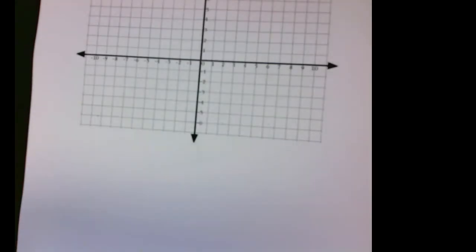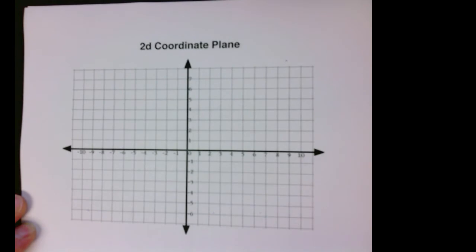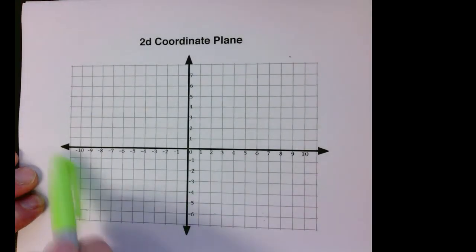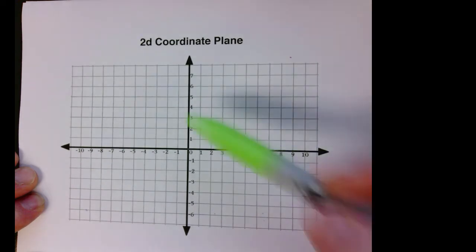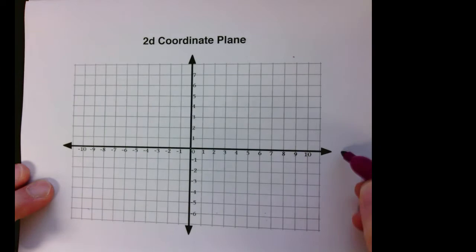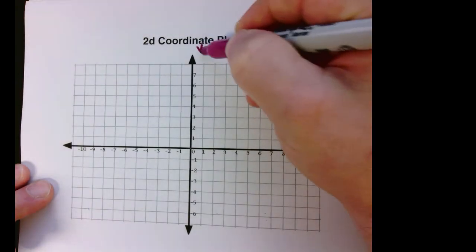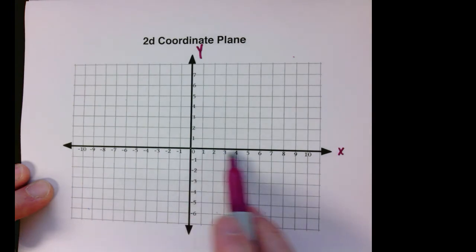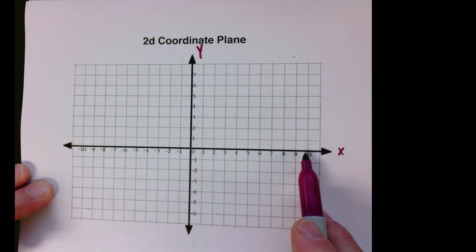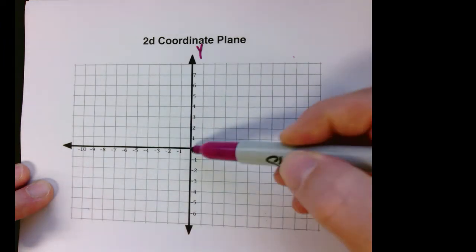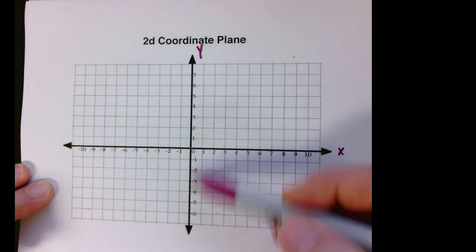To move into a two-dimensional world, which we call the two-dimensional coordinate plane, we can now see there are just two number lines at 90 degrees to each other, this one and this one. We commonly refer to this one as x and this one as y. So there are positive x positions, negative x positions, positive y positions, and negative y positions.